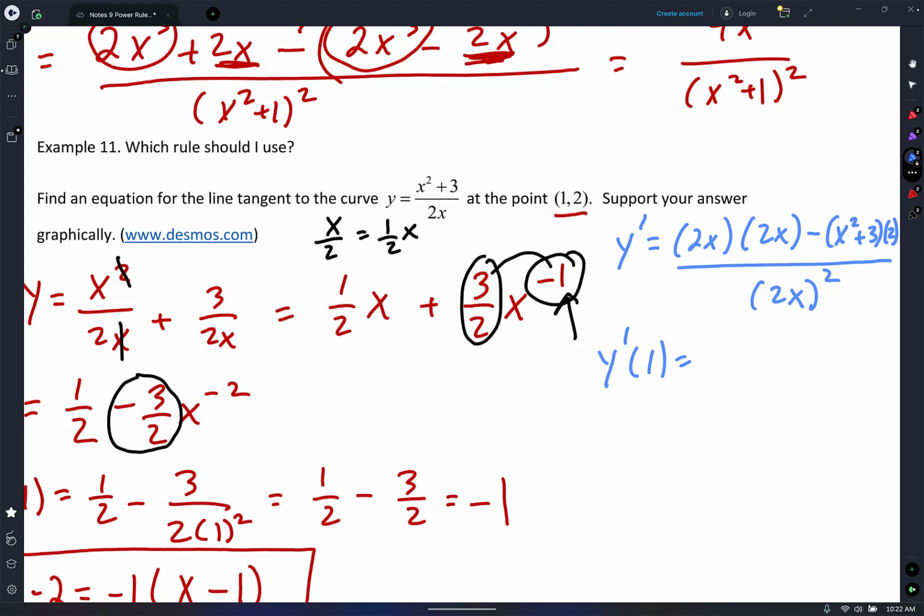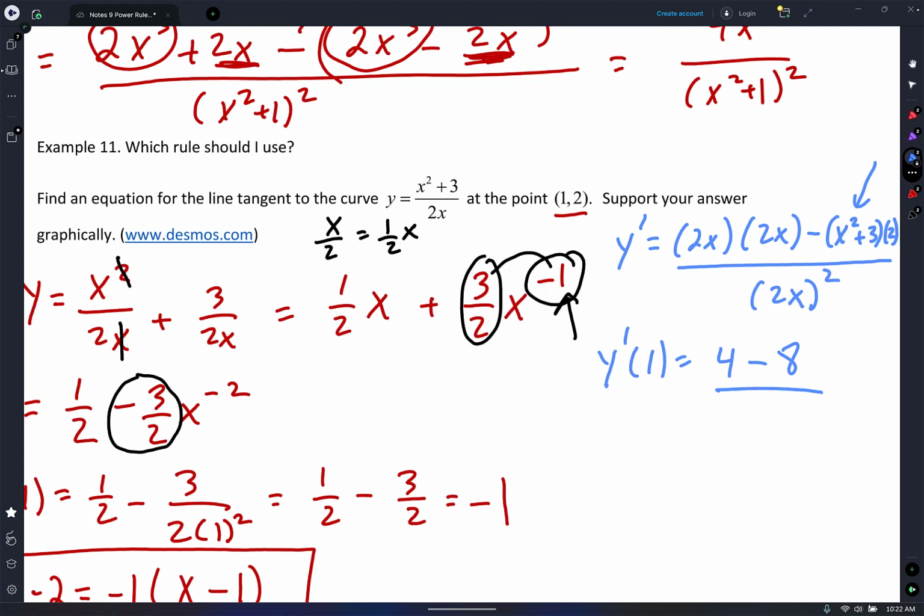2 times 2 is 4. So 4. Are we still okay? Minus, I'm plugging in a 1 right here, right off the bat, guys. 1 squared is 1. 1 plus 3 is 4. What is 4 times 2?